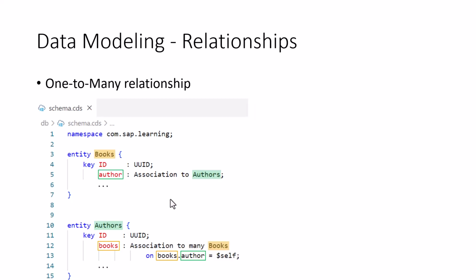If you want to do a one-to-many relationship, what we can do is say association to many books. So this is how we would do the association. Now, because we are going to create an association with the remote service, we don't have to use this backlink. But if you're going to do an association between two local entities, then you would have to use this backlink. But in our case, we are creating a relationship with a remote entity, so I don't have to use this backlink.